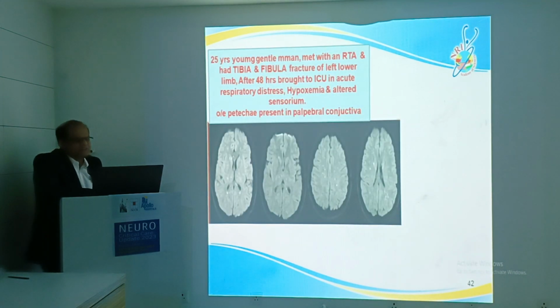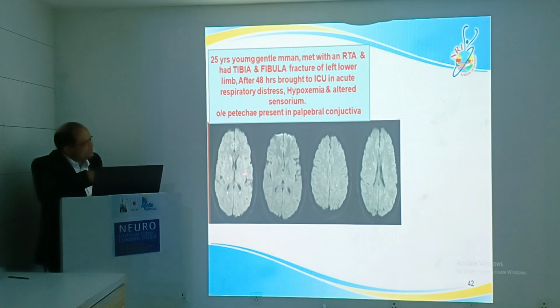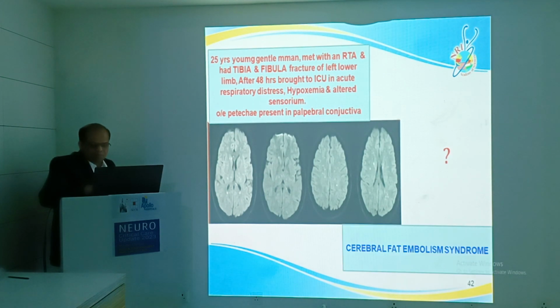Here is a boy who was recently treated in our ICU. A 25 years young gentleman met with a road traffic accident and had a tibia and fibula fracture of the lower limb. After 48 hours, he was brought to the ICU in acute respiratory distress, hypoxemia and altered sensorium. On examination, petechiae were present in the palpebral conjunctiva. What is this image suggestive of? There are punctate white dots in the basal ganglia and centrum semiovale, which appear like a starfish appearance. So this is more in favor of cerebral fat embolism syndrome. Yes.